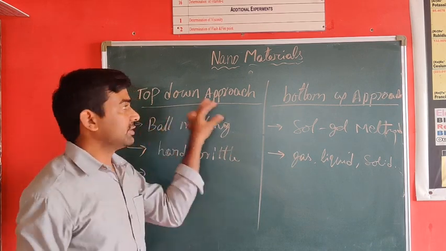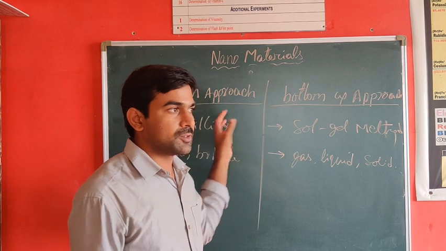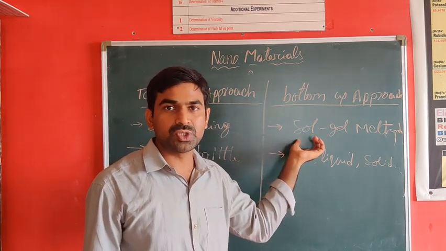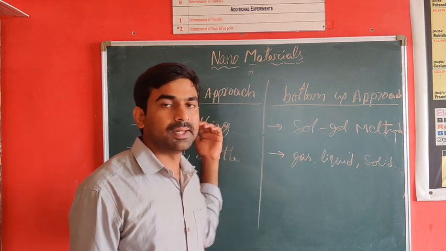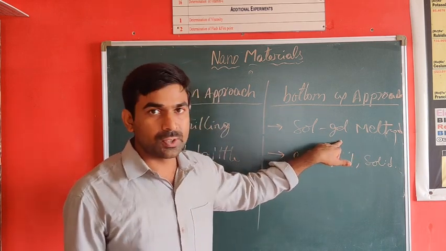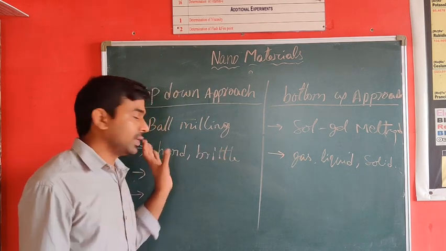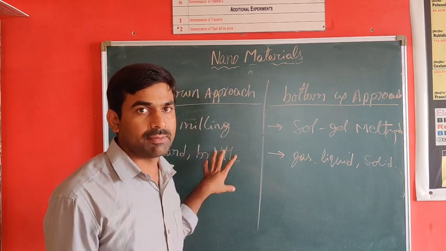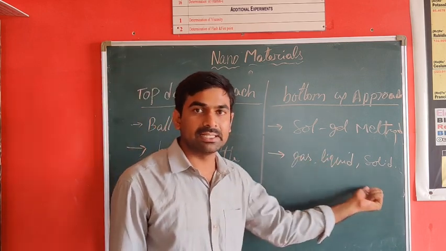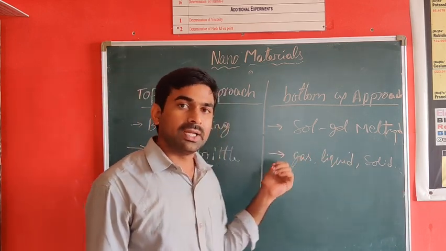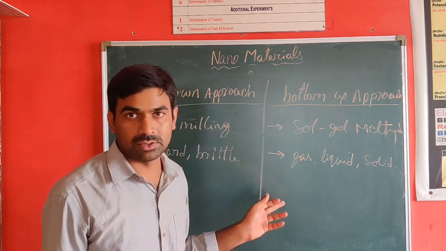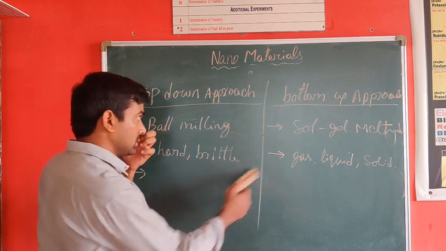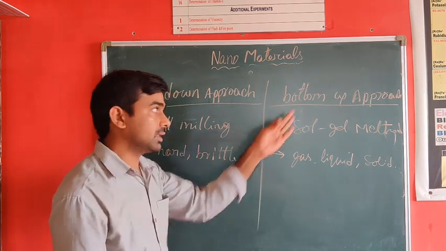In the top-down approach, large molecules are converted into nano-sized particles by using ball milling. Here, in the bottom-up approach, individual atoms self-assemble into nano-sized particles, for example the sol-gel method. Only brittle and hard materials are used in the top-down approach, while gases, liquids and also solids are used in the bottom-up approach. There is more contamination of nanoparticles in the top-down approach, and less contamination in the bottom-up approach.